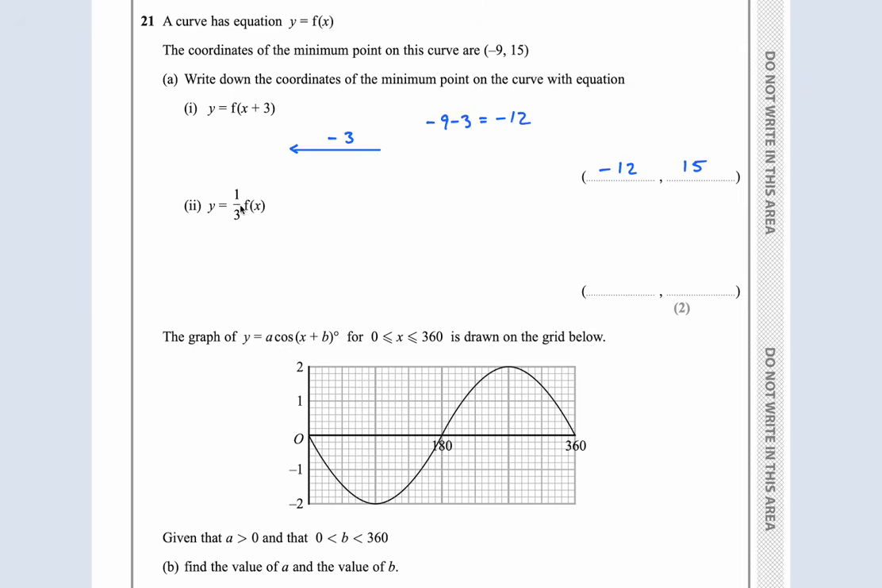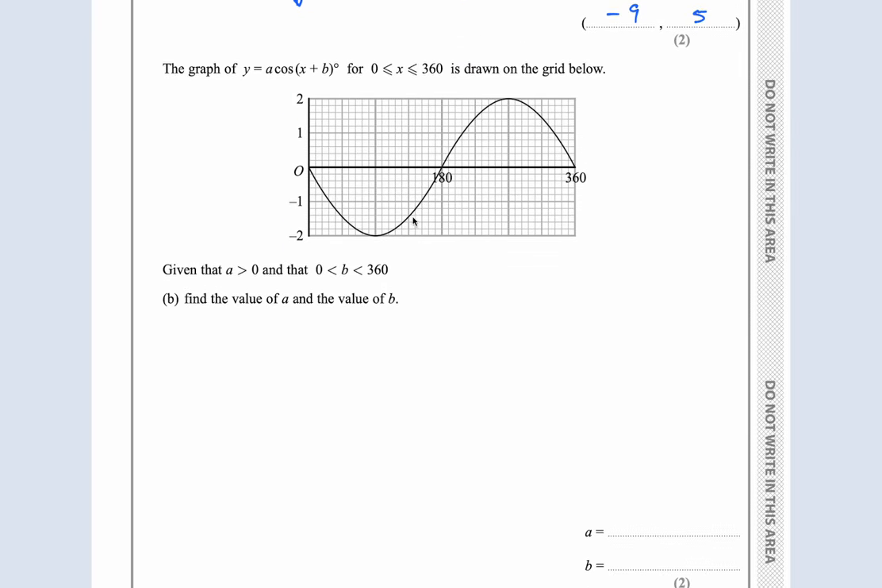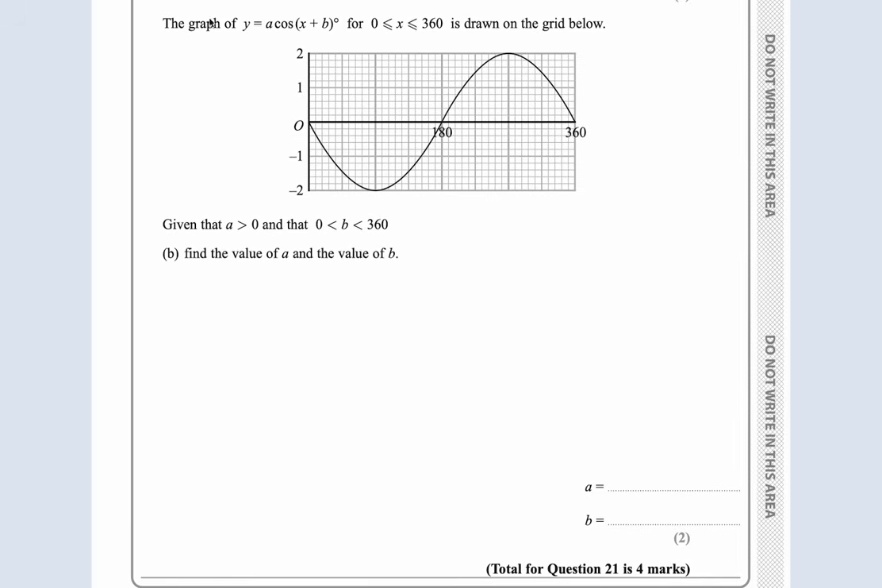This guy is a vertical stretch of scale factor 1/3. So we're going to stretch it by 1/3, which means we're going to multiply 15 by 1/3, which is 5, the y coordinate. The x coordinate stays the same because we're not moving anything in the x direction. So once you know your rules, guys, these two are quite easy. Okay, part B, not as easy.